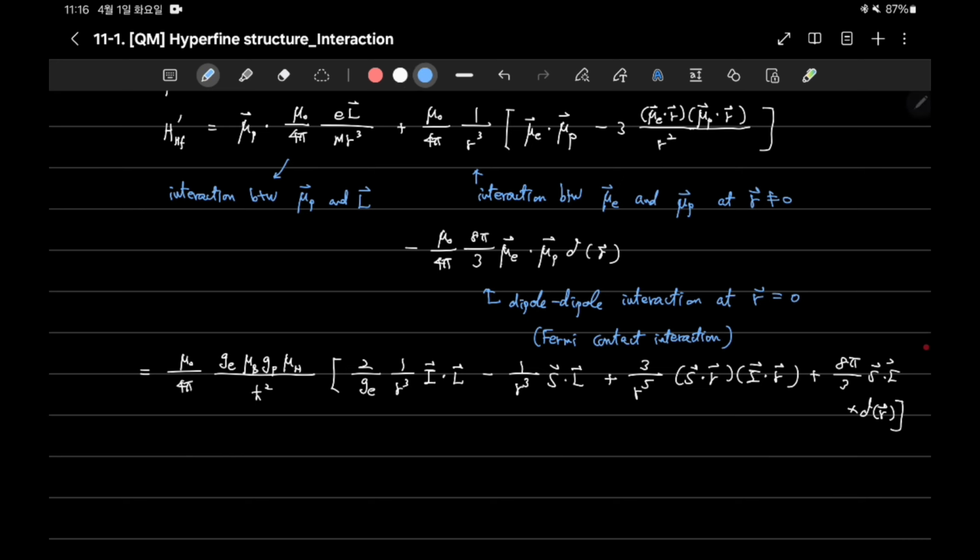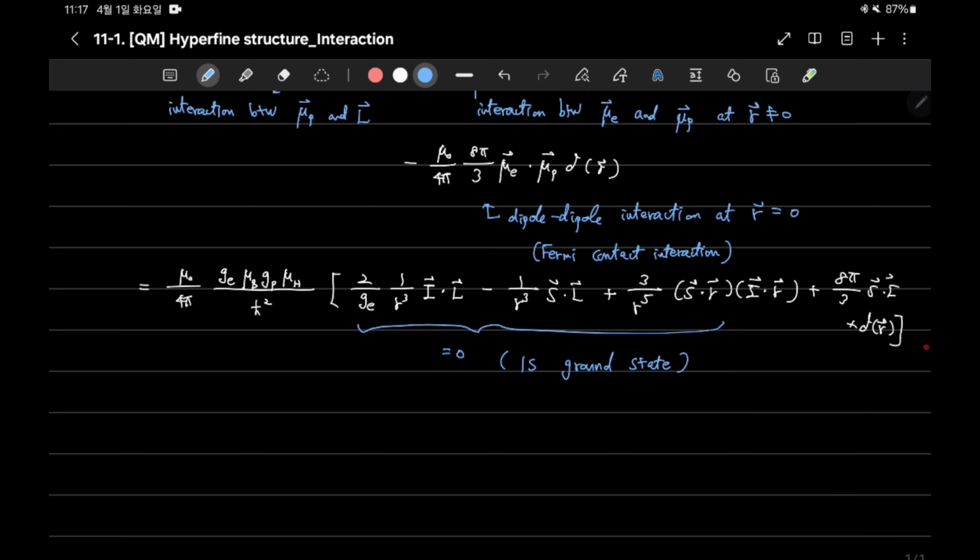For the ground state, these terms equal 0 for the 1s ground state, so only the last term remains. In the case of the 1s ground state, the hyperfine interaction is mu 0 over 4 pi, g_e mu_B, g_p mu_N over h bar, 8 pi over 3, S dot I, times the delta function.